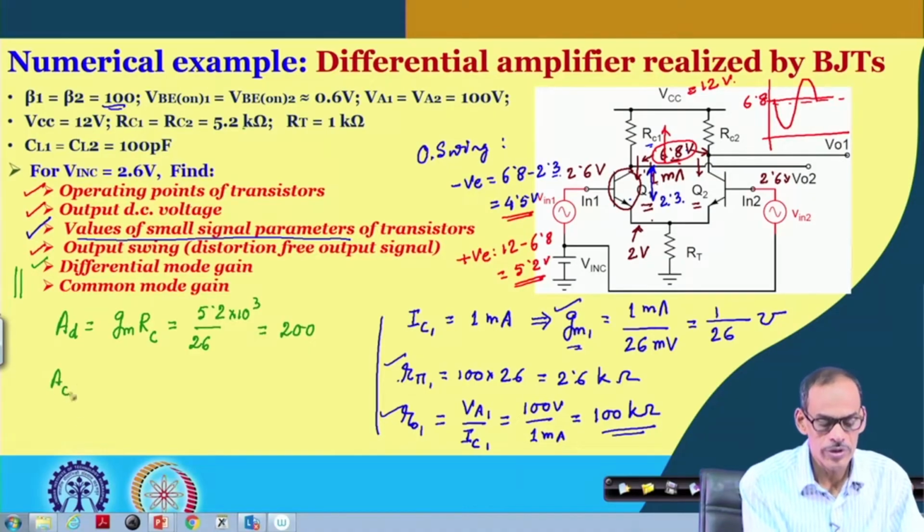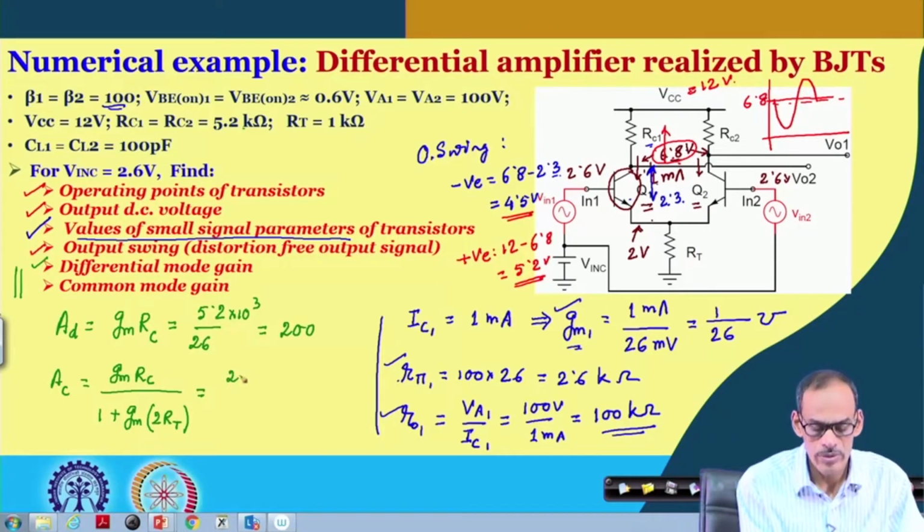And the common mode gain, on the other hand, is gm into Rc divided by 1 plus gm into 2Rt, right. So, in the numerator we do have 200, which we have just calculated, and then we do have 1 plus 2000 divided by 26.